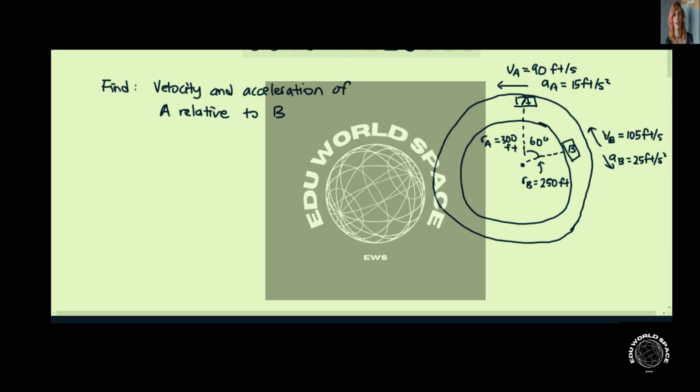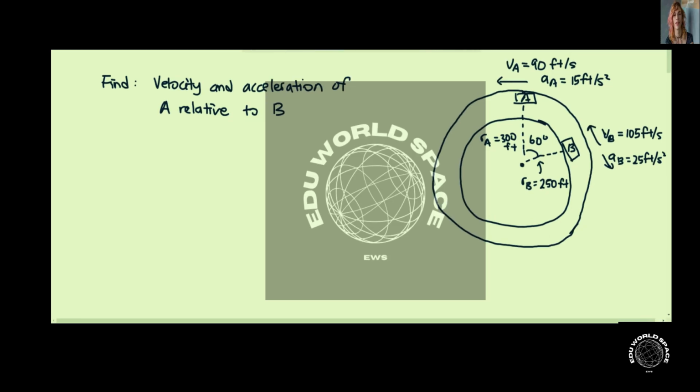In this question, cars A and B are traveling on a circular track. Car A is moving at 90 feet per second to the left, speeding up at 15 feet per second squared. Car B is moving at 105 feet per second, but slowing down at a rate of 25 feet per second squared. We want to find the velocity and acceleration of A relative to B.